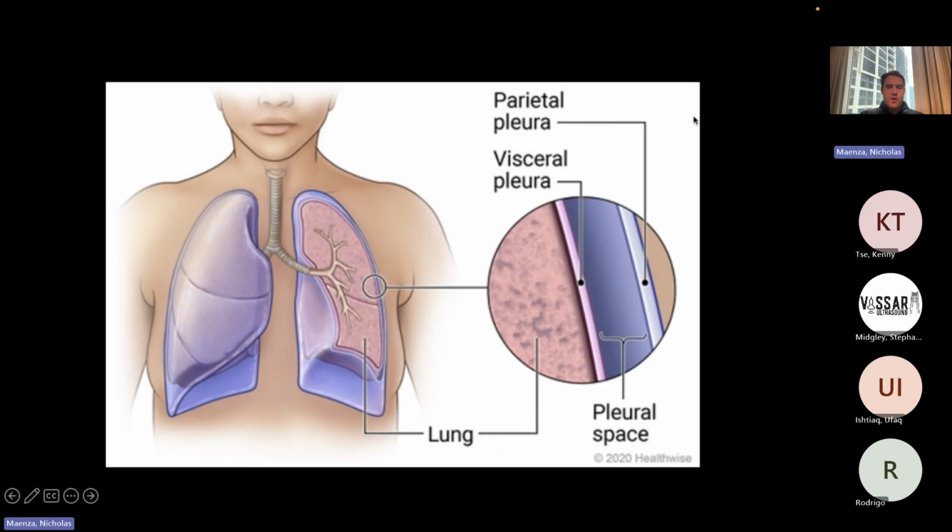It's not actually this big. Can you see my mouse moving also before I go any further? Yes. Okay, perfect. So yeah, you have the pleural space between the parietal pleura and the visceral pleura.